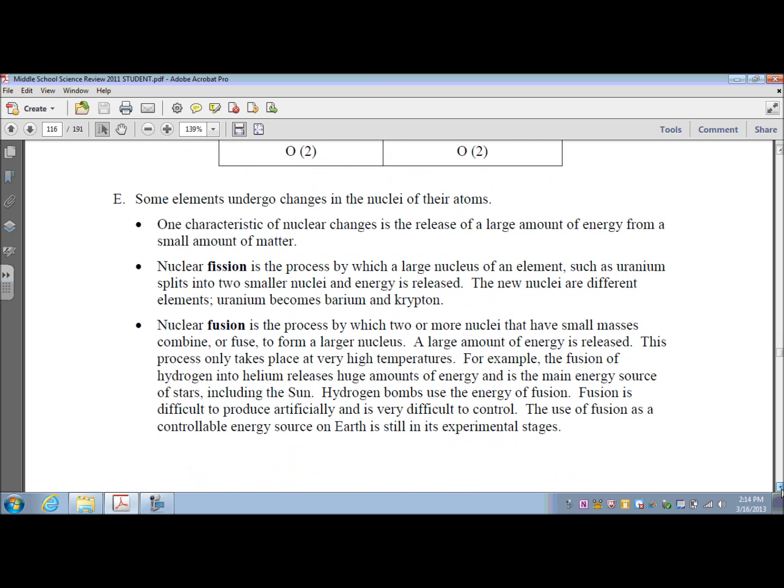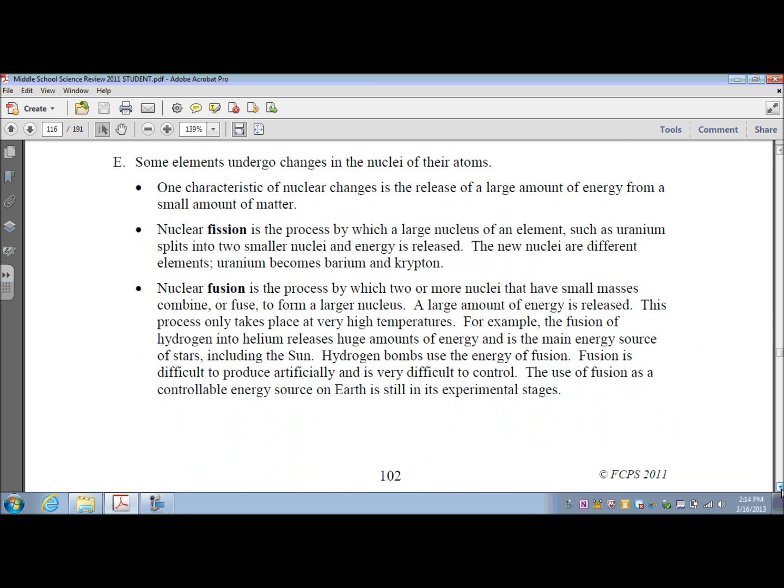Section E. Some atoms undergo changes in the nuclei of their atoms. One characteristic of nuclear changes is the release of a large amount of energy from a small amount of matter. Nuclear fission is the process in which a large nucleus of an atom, such as uranium, splits into 2 smaller nuclei, and energy is released. The new nuclei are different elements.